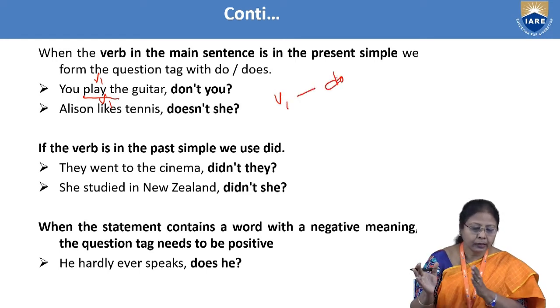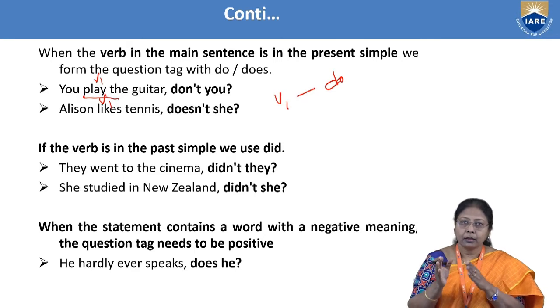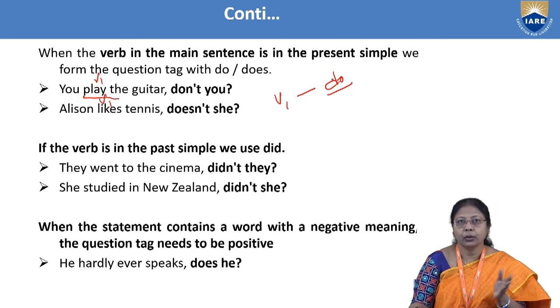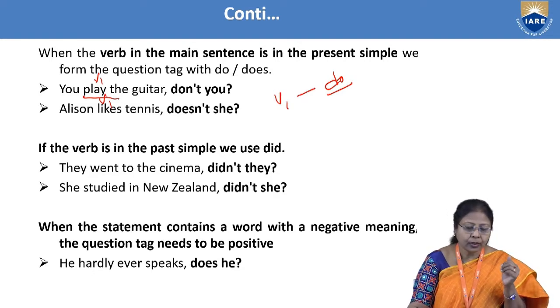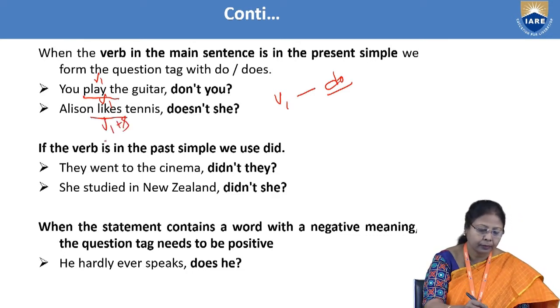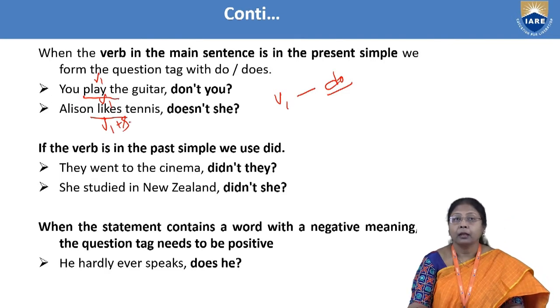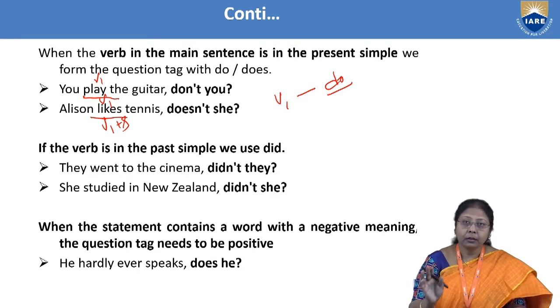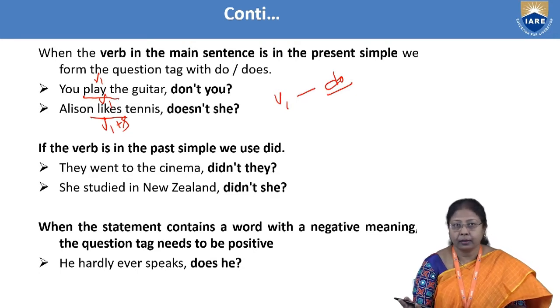So, you play guitar is a positive sentence, and it takes a negative question tag with do: don't you? Alison likes tennis. That is V1 plus S or ES. Alison likes tennis, doesn't she? Okay. If the verb is in the simple past tense, we use did.